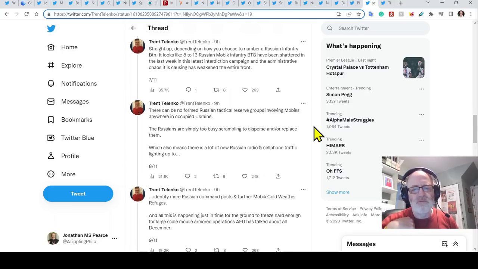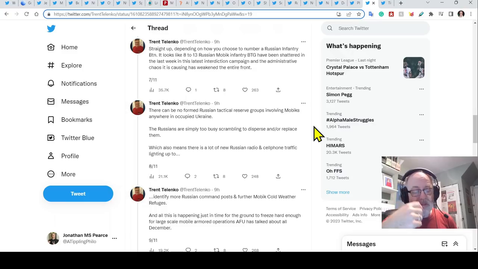There can be no formed Russian tactical reserve groups involving mobics anywhere in occupied Ukraine. So he's basically saying that the destruction these hits have been having on personnel means that these reserve groups of mobilized troops have been effectively decimated or rendered useless at the moment as they are picking up the pieces. The Russians are simply too busy scrambling to disperse and or replace them.